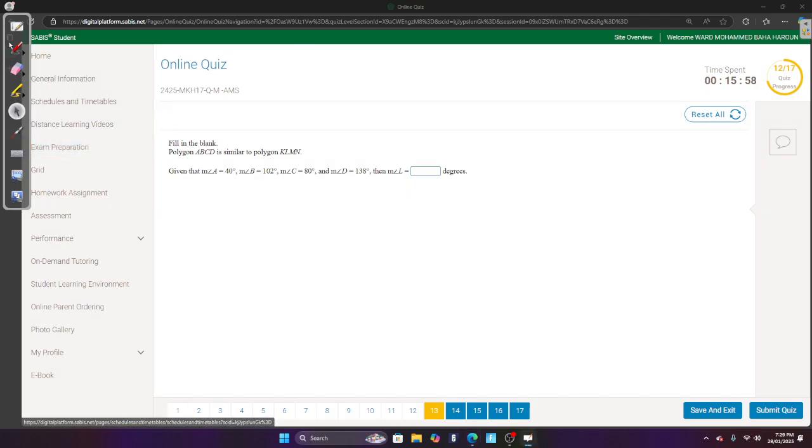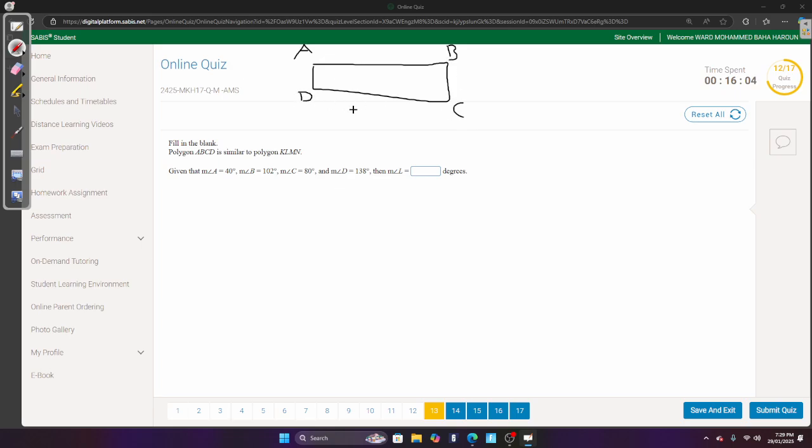Now this one is also simple. We're gonna draw two rectangles again. A, B, C, D, K, L, M, N. A equals 40. B equals 102. C equals 80. And D equals 138.